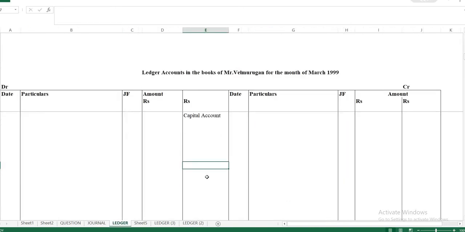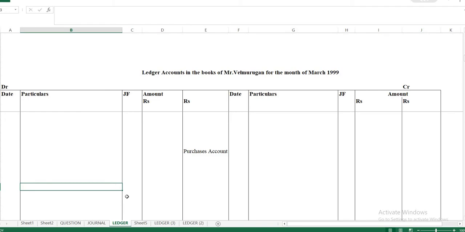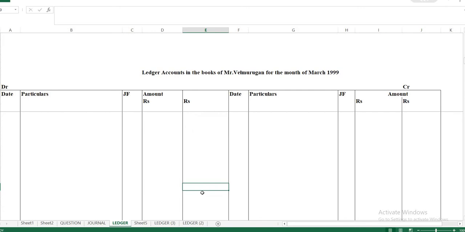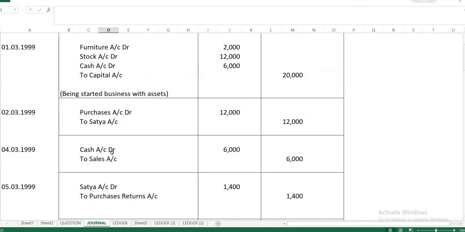Okay, so capital account, then I am going to give some space, and I am going to give purchases account. Again I can give some space, purchases. If it has got repeated many times, then the space will not be enough for you. If it is very few transactions with respect to purchase account, you can leave just a small space, that's enough. Okay, you plan accordingly and leave space. So let me give it over here. Purchases, after that what journal entry has occurred?